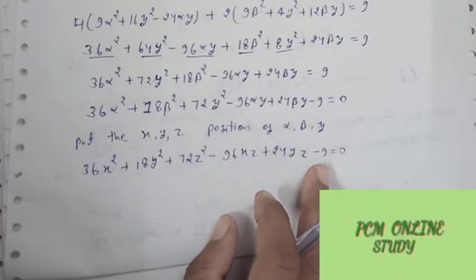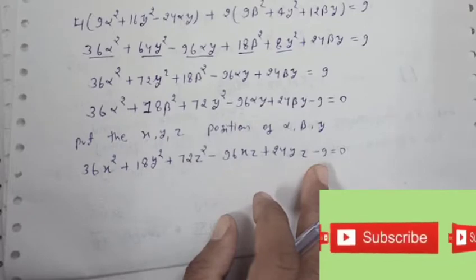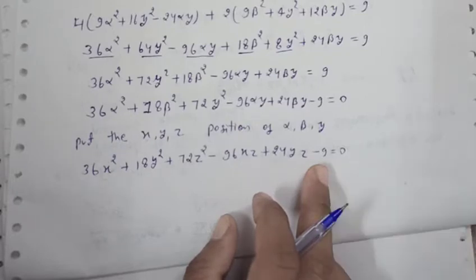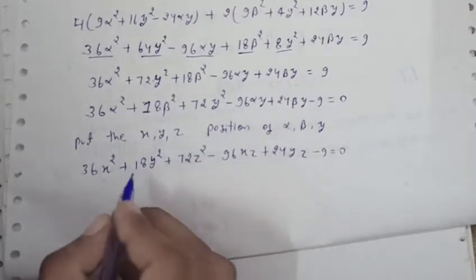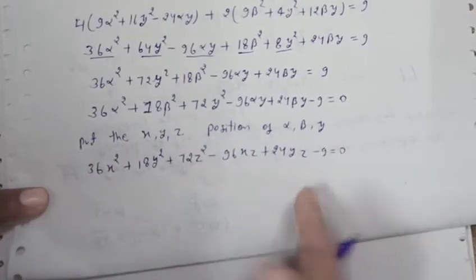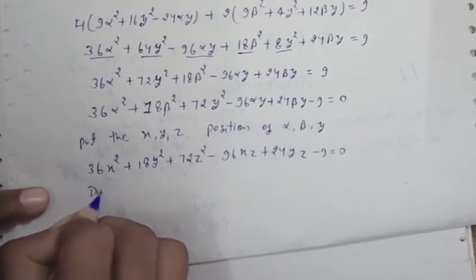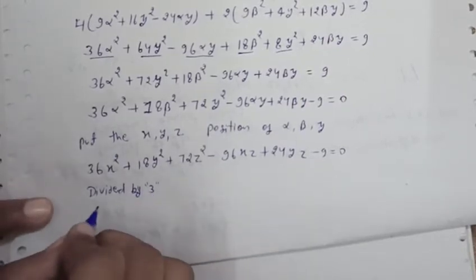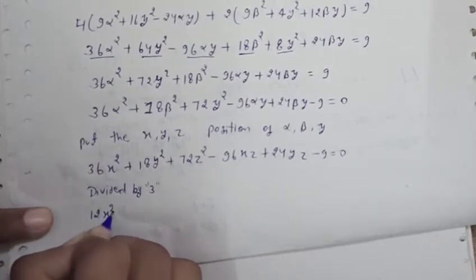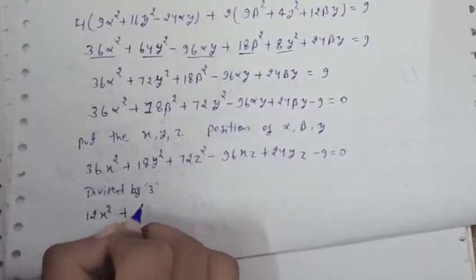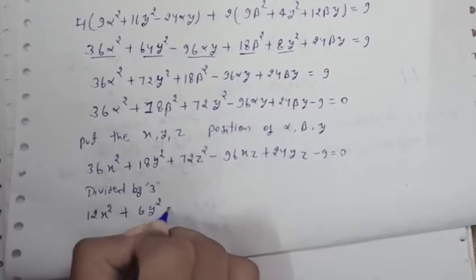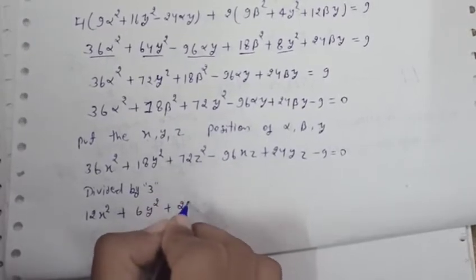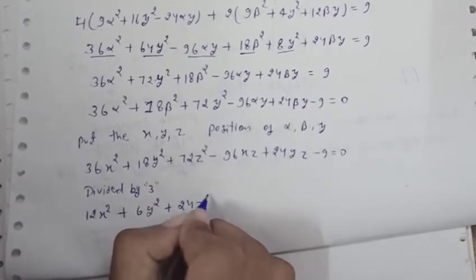Okay, just divide this equation by 3. So here 12 x square, 6 y square plus 24 z square minus 32 xz plus 8 yz minus 3 is equal to 0. So it is our answer. Okay, our answer.